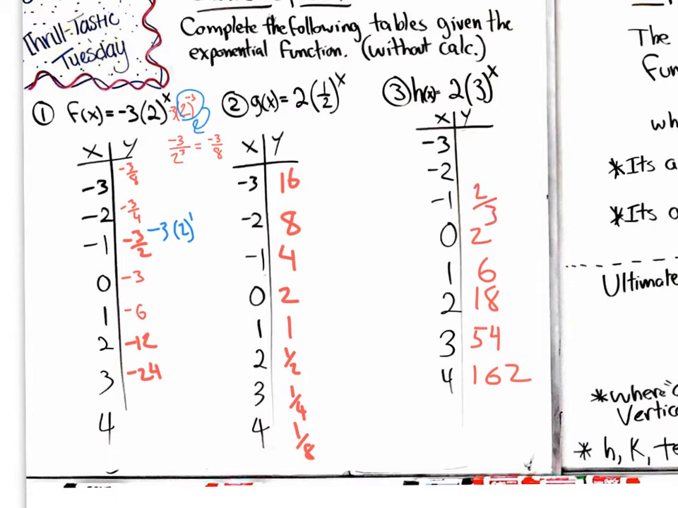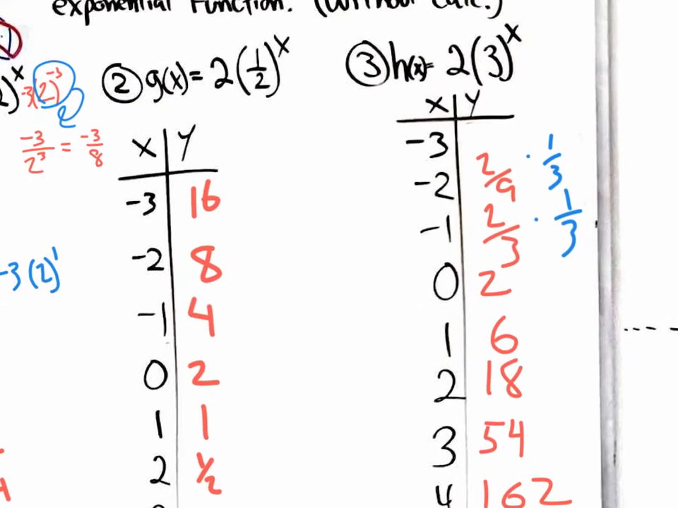So 2 times 1/3 is 2/3. How about 2/3 times 1/3? If I multiply by 1/3, what do I get out for the next one? 2/9. And how about for the last one? I want to multiply by 1/3. 2/27, right? Let me zoom in on that one. 2/27. Do you get it?